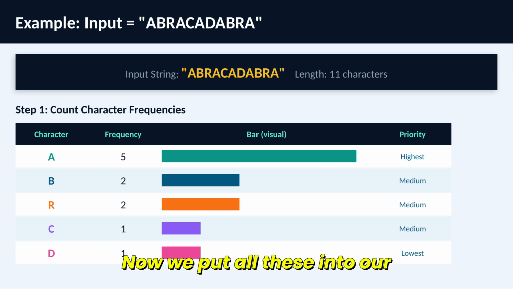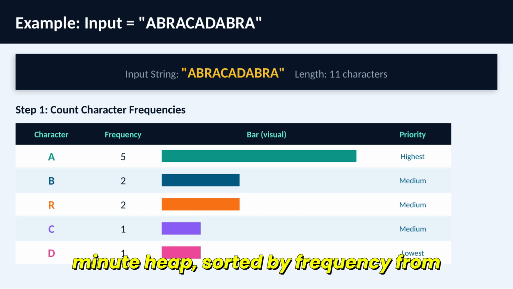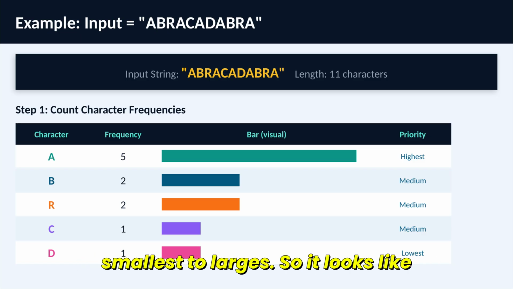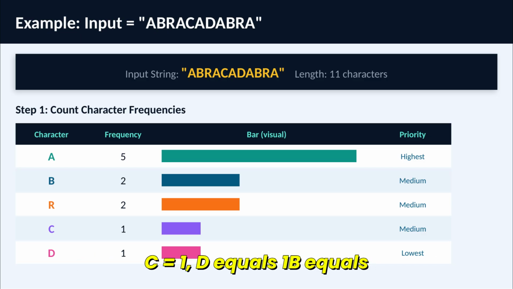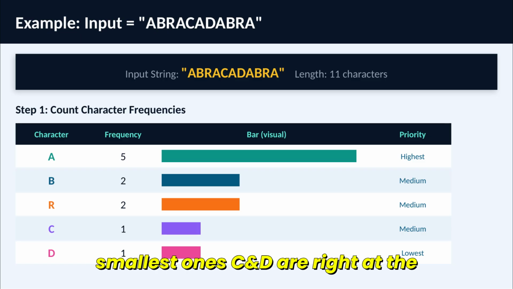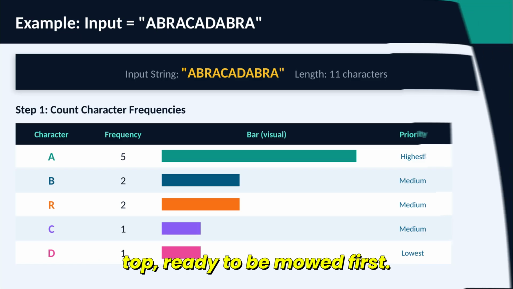Now we put all these into our Min-Heap, sorted by frequency from smallest to largest. So it looks like C equals 1, D equals 1, B equals 2, R equals 2, A equals 5. The smallest ones, C and D, are right at the top, ready to be merged first.